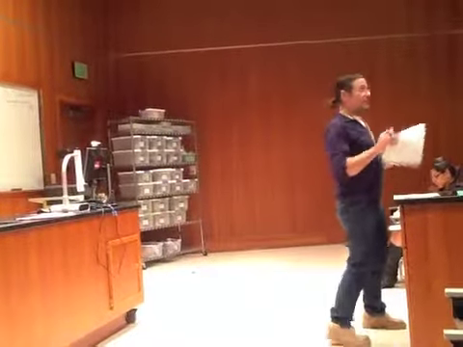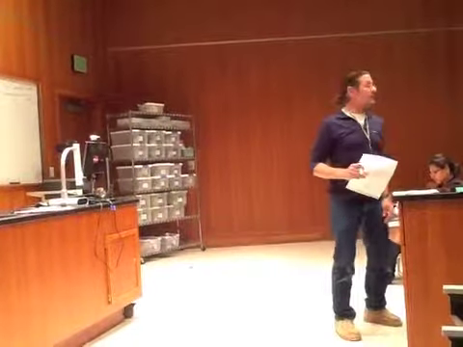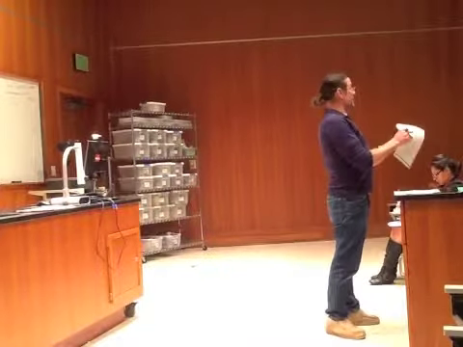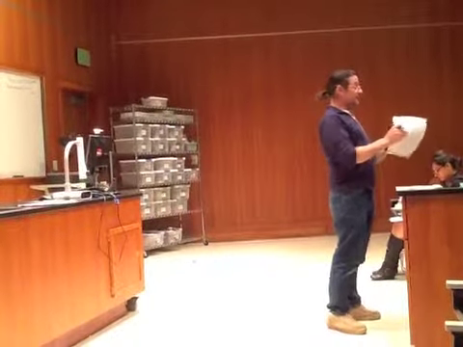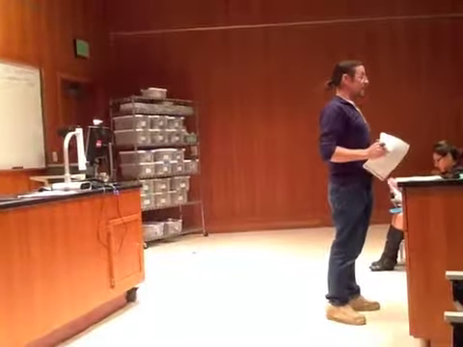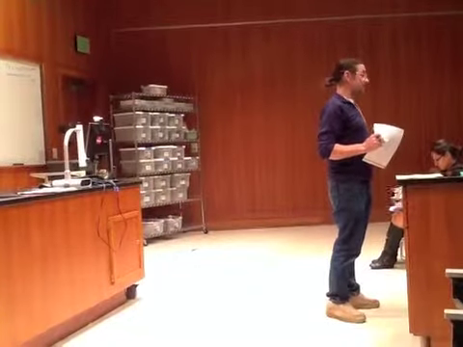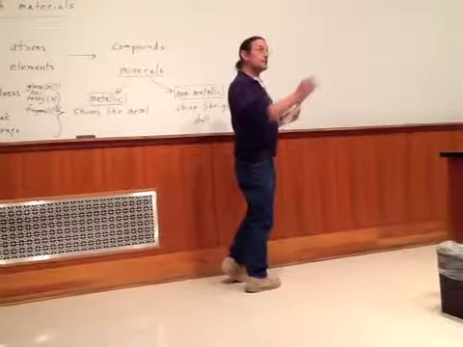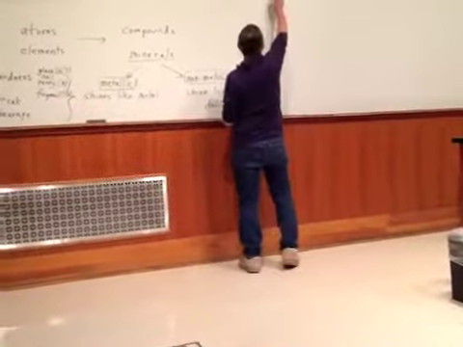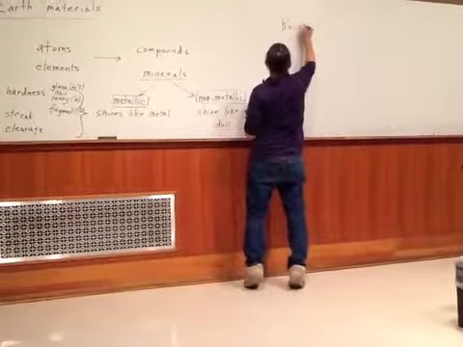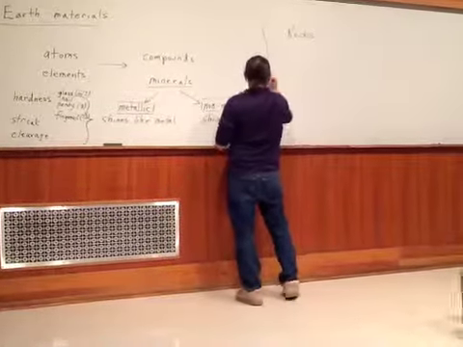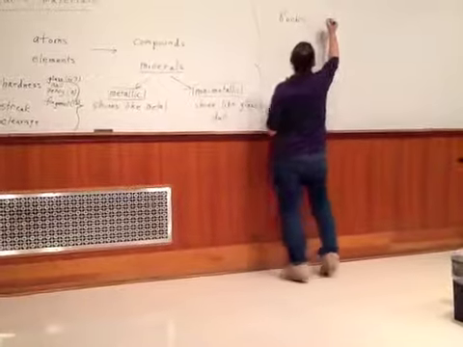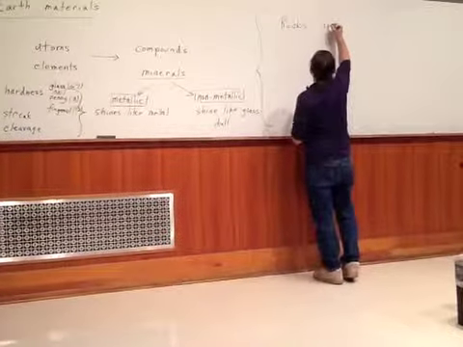Okay? So minerals, the building blocks of earth materials, and then when minerals get together and they make sort of larger objects, what do we call those larger pieces of earth material? What do we call aggregates of minerals? Rocks, okay? So the next step up are rocks. These are just aggregates of minerals.